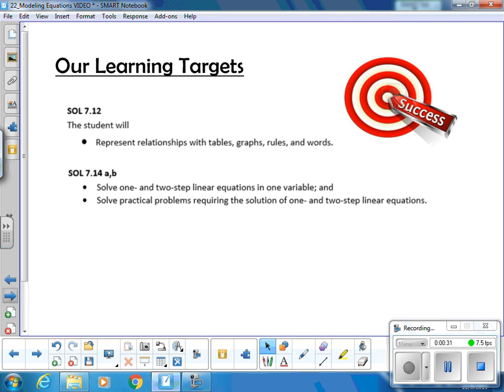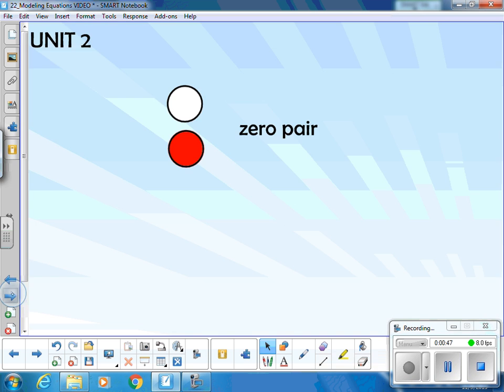Our target is to represent relationships with tables, graphs, rules, and words, but also to solve one- and two-step linear equations with one variable, and to solve practical problems requiring the solution of one- and two-step linear equations.